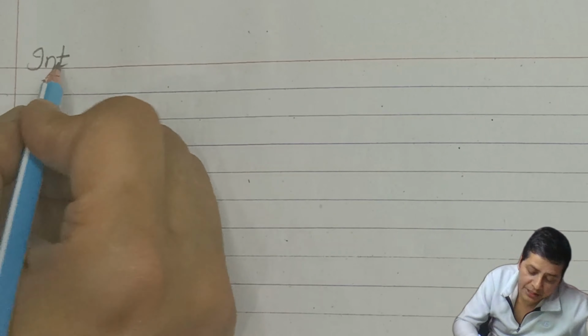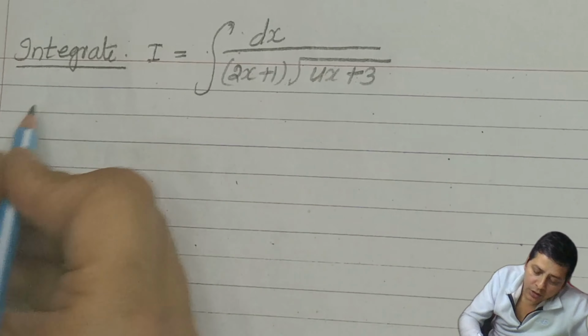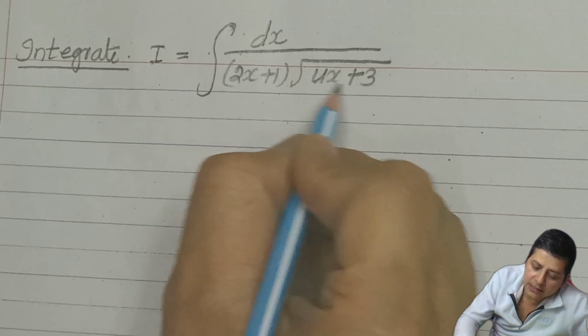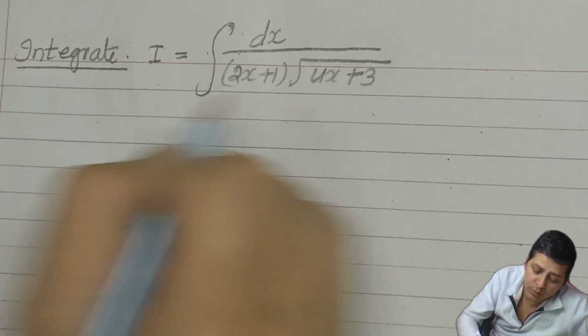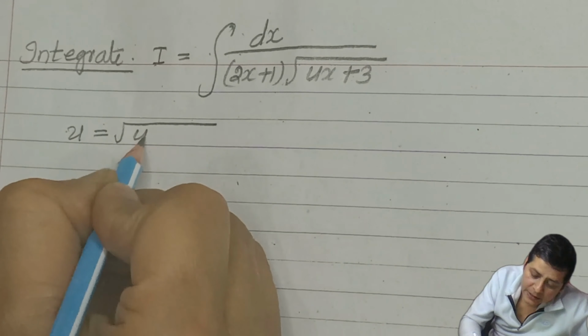Hello friends, let's do some integrations. Let me do this and show you how to solve others also. Here you see that this is the portion that is a bit difficult to see, so this whole thing can be taken as u. So you can just take u is equal to root of 4x plus 3.